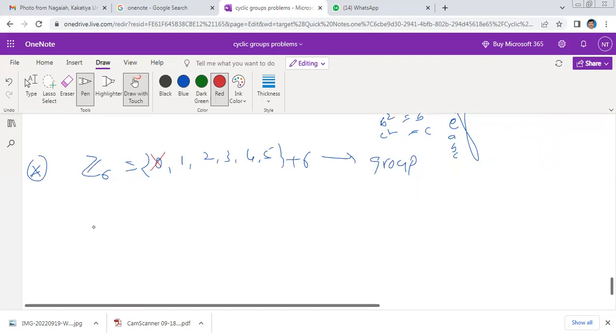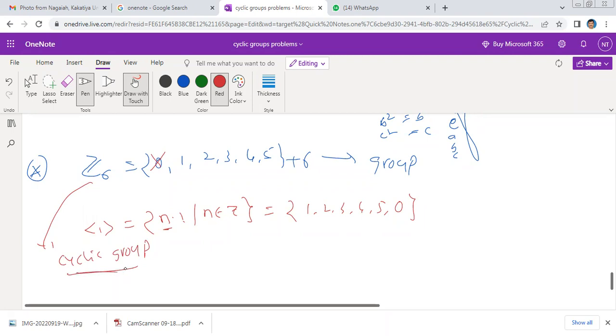Now I am checking whether 1 generates Z6 or not. Consider n into 1 such that n belongs to Z. Taking n as integers, 1 into 1, 2 into 1, 3 into 1 gives 1, 2, 3, 4, 5. Then 6 into 1 modulo 6 is equal to 0. So it is a generator, and it is a cyclic group.